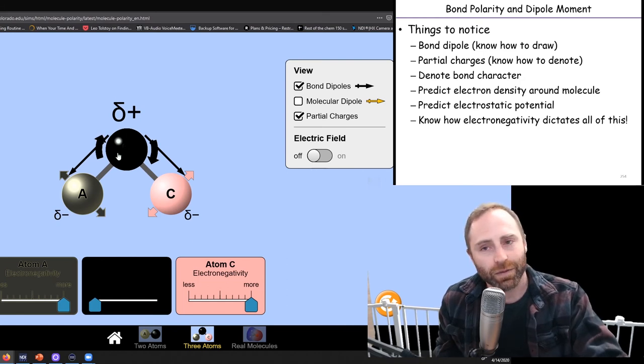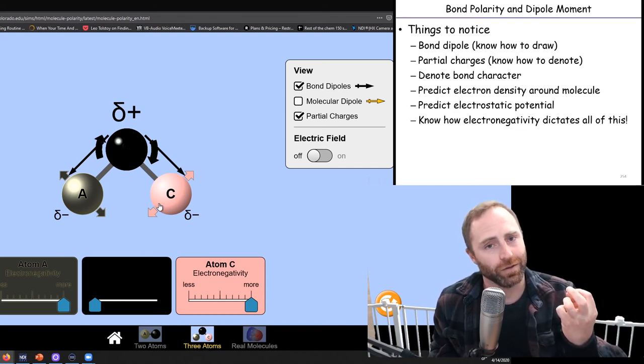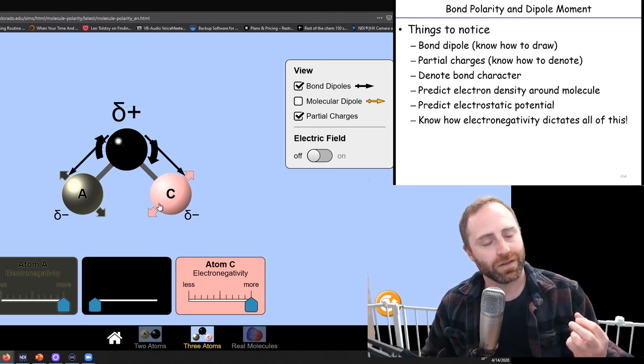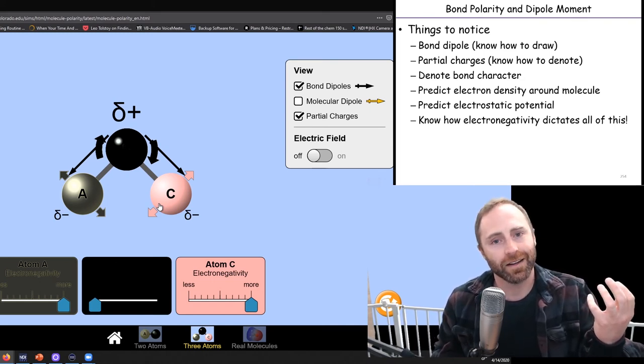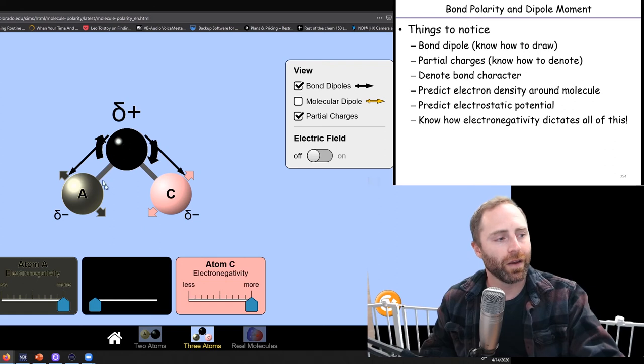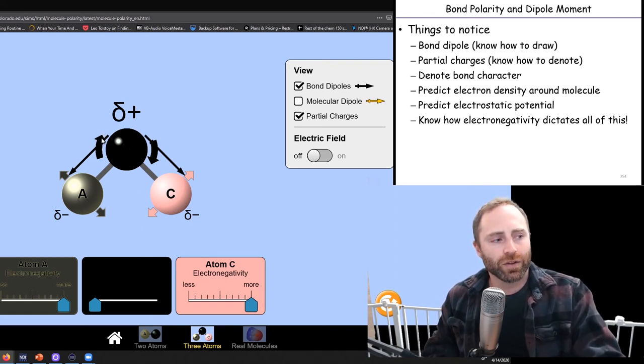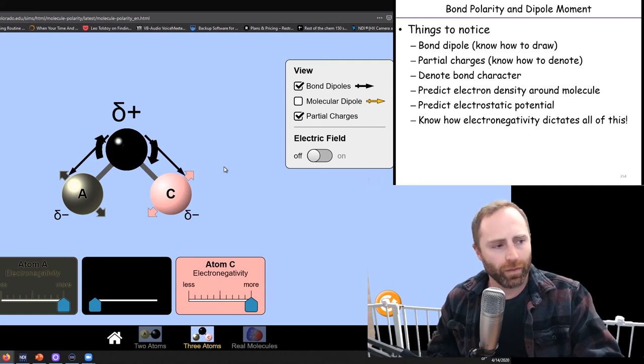The reason it gets even bigger is now the electrons from B are getting pulled towards A, and they're getting pulled towards C, because that electronegativity is the ability for an atom to draw electrons towards it. So B is really just getting hammered from both A and C, losing electron density. So we've got a bond arrow here, we have a bond arrow here. But our molecule now has three atoms.